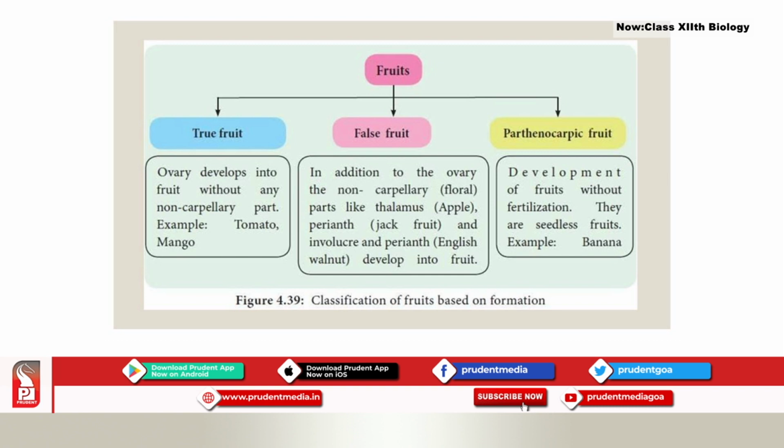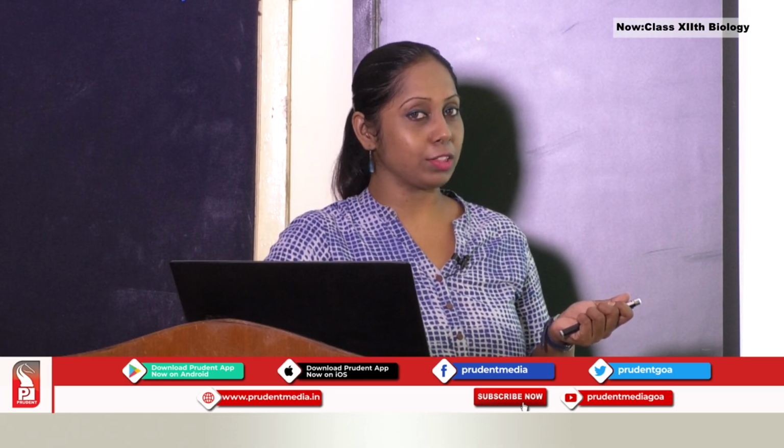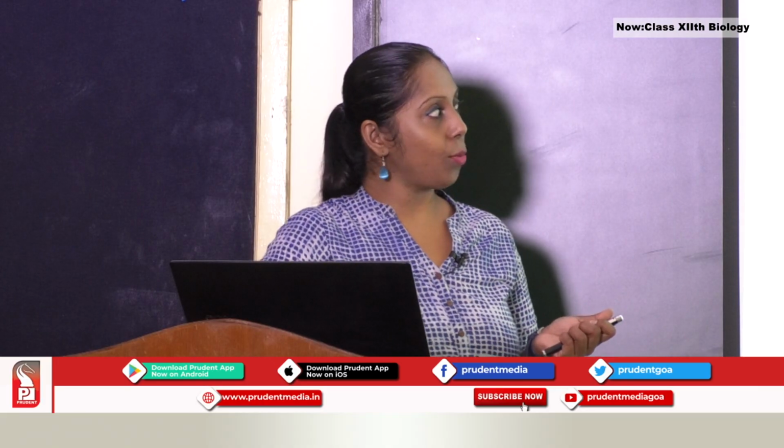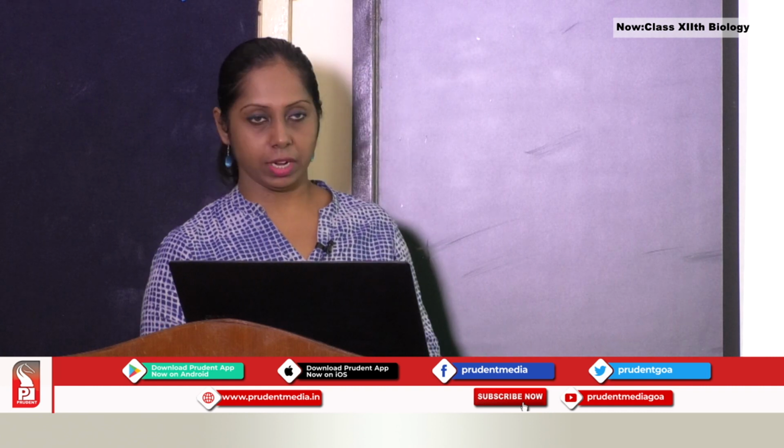What are parthenocarpic fruits? Parthenocarpic fruits are fruits which are developed without fertilization. We have already discussed this in the previous chapter, and I had also told you it is not the same as parthenogenesis, right? Okay, so what are parthenocarpic fruits? Fruits that are developed without fertilization, and these fruits are always seedless fruits. For example, bananas.